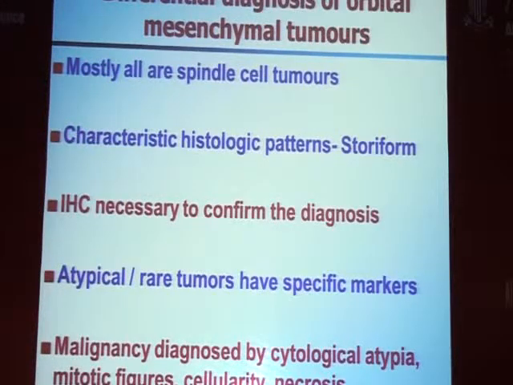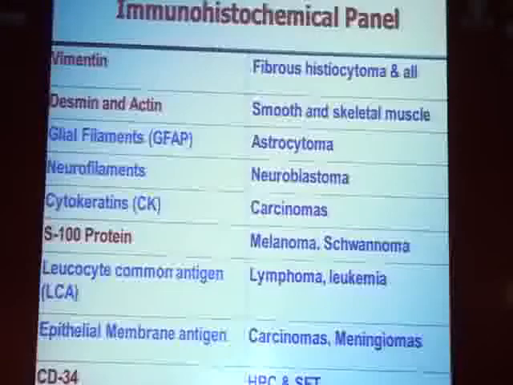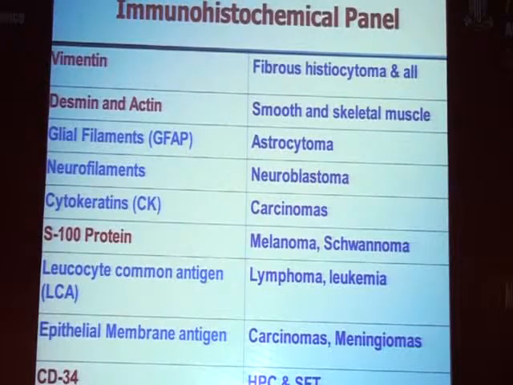So most of them, like I said, are spindle cell tumors, and we are trained as pathologists to diagnose by patterns. Storiform patterns are for fibrous histiocytomas, but it might not be correct. You might have other tumors like hemangiopericytomas which have a storiform pattern. So there's a lot of overlap in the patterns. So ultimately we have to resort to immunohistochemistry, and as I told earlier, malignancy we should diagnose only by cytological features. So this is the panel of immunohistochemical markers which we can resort to.